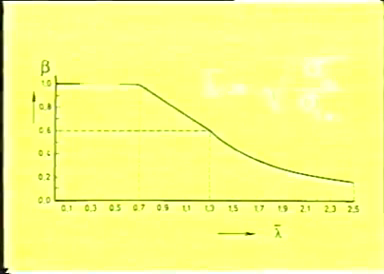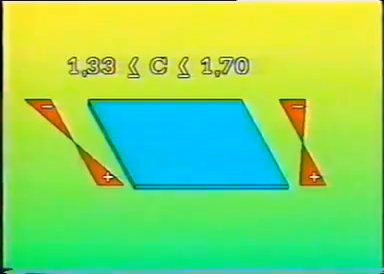A relative slenderness ratio, bar lambda, follows from the square root of the yield stress over the equivalent buckling stress. From the plate buckling curve, we find the buckling stress, sigma B. By a factor C ranging between 1.33 and 1.70, a correction on the safety factor is introduced.